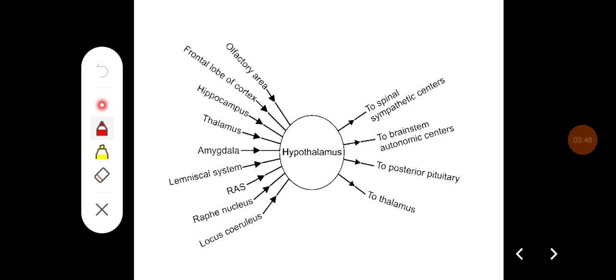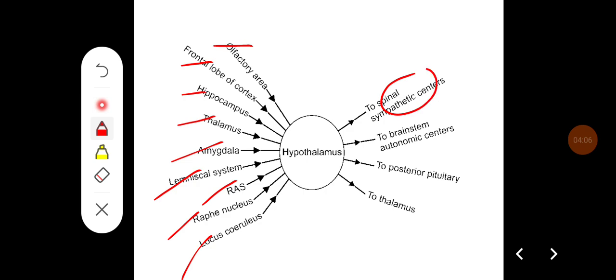So this diagram shows afferents and efferents of the hypothalamus. Afferents usually come from the olfactory, frontal lobe area, hippocampus, thalamus, amygdala, lemniscal system, reticular activating system, raphe nucleus, locus coeruleus, and efferents mainly go to the spinal sympathetic centers, brainstem autonomic centers, posterior pituitary, and to the thalamus.